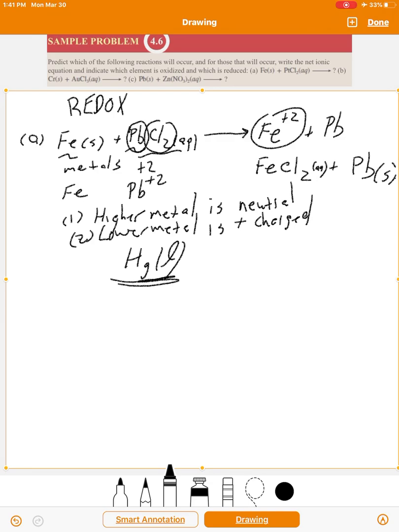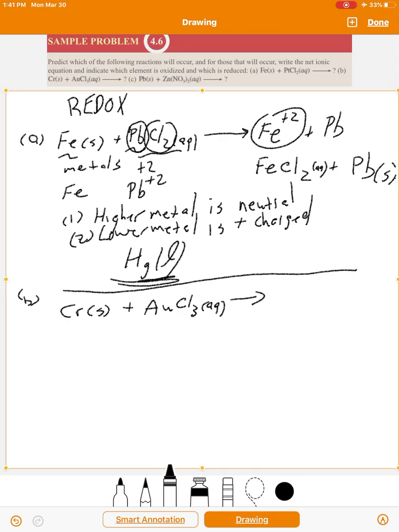Let's try that one. Again, the one that's higher up has to be the one that's neutral as a pure metal, and then the one that's lower down is the one that's going to have the positive charge. If that criteria is met, then there will be a reaction. If it's not, there won't be a reaction. So let's take a look at B. So B says we've got chromium, and it's reacting with gold chloride, AuCl3.